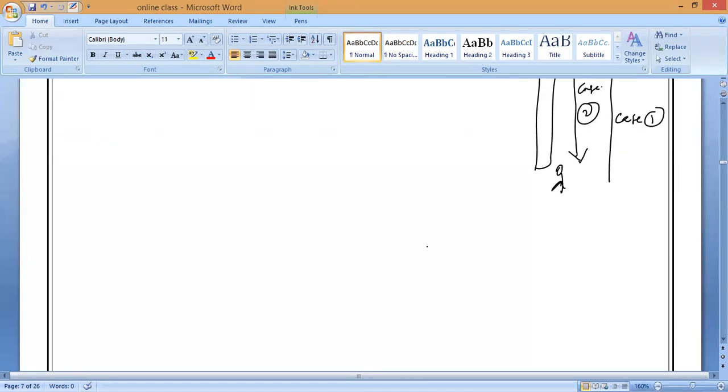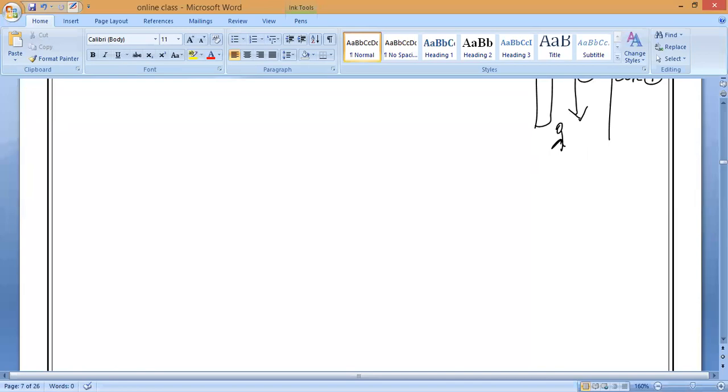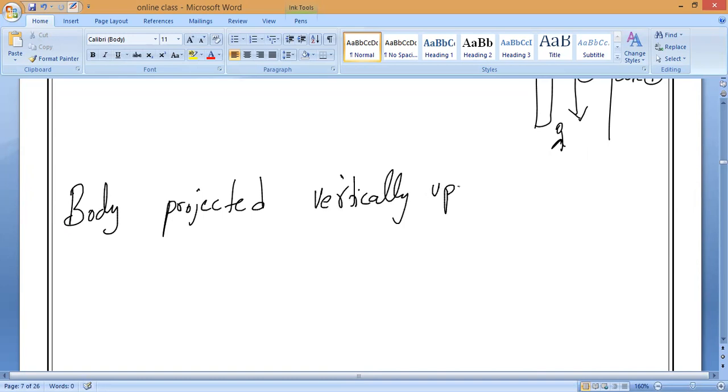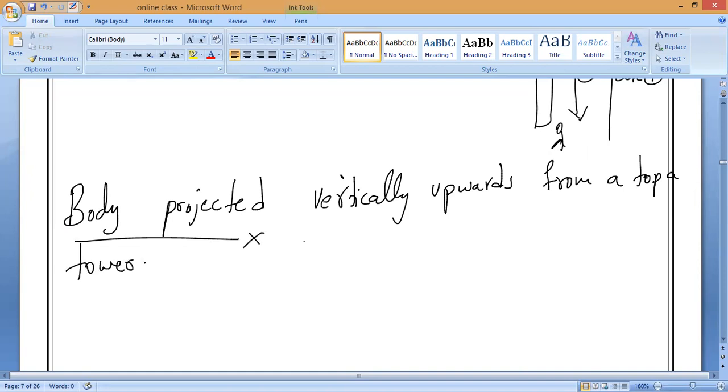Now what we are going to study is very, very important. Please keep the heading: body projected vertically upwards from the top of a tower, or building, whatever it is. What do you mean by this? Let me see, someone of you speak and tell me.